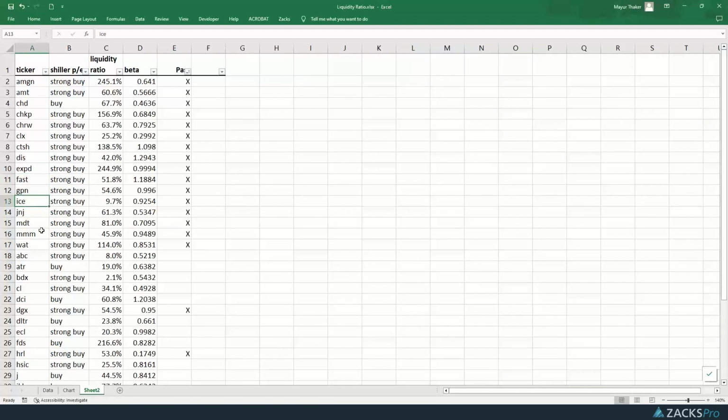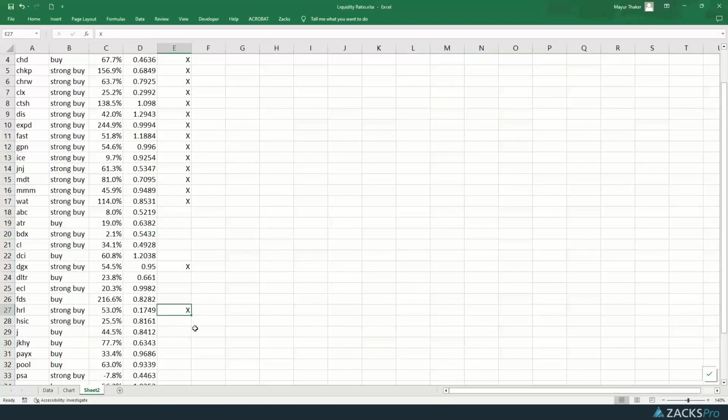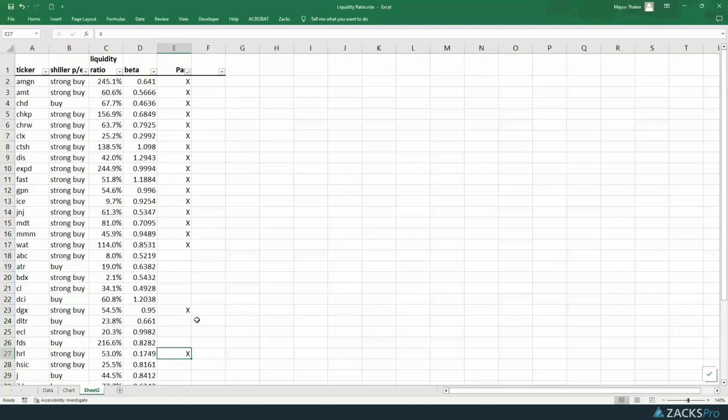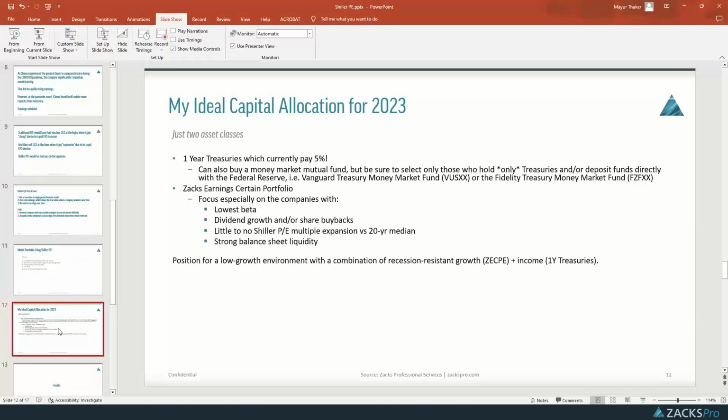ICE, Intercontinental Exchange, one of the ultimate moat type of a business. Johnson & Johnson, also very cheap. 3M, very, very cheap right now. Waters Corporation, I love them, very cheap. So these are 18 stocks that you can consider in today's environment. And that's exactly the type of asset allocation that I currently recommend, is to stick to these types of stocks.